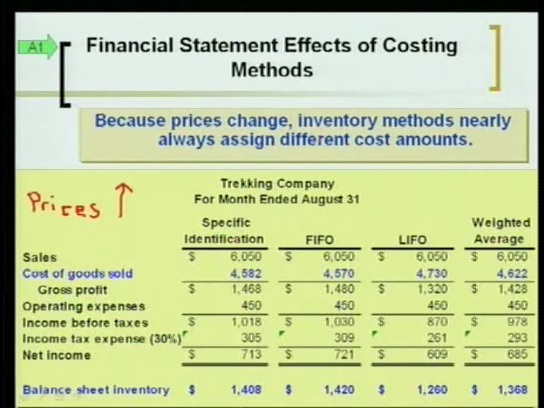Okay? Now, looking at this, it makes a big difference on which method this company chooses, does it not? Because in each one of these, the cost of goods sold is different, thus the net income is different, and the balance sheet inventory is different, depending on what method they choose, correct? Now, can you see from looking at this slide why a company might want to use the LIFO method? Why might a company want to choose the LIFO method?